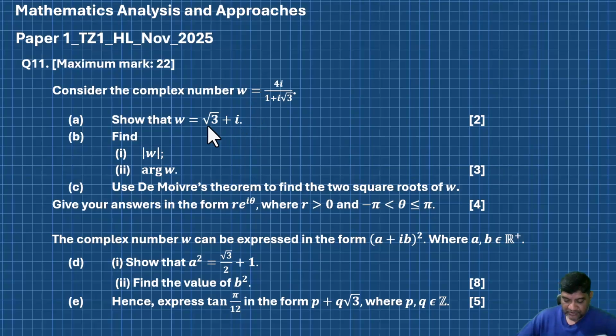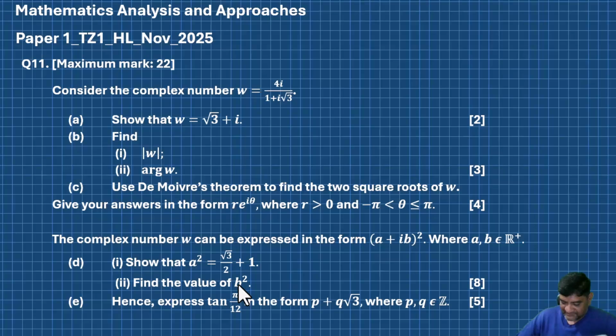He wants us to show that W, which is a complex number, is in this format. And then he wants us to find the modulus and the argument of the complex number. He is also asking us to find out the roots of the complex number W. We're going to use De Moivre's law for doing that. And the complex number can also be expressed in a+ib format. And let's see what we can do with this one.